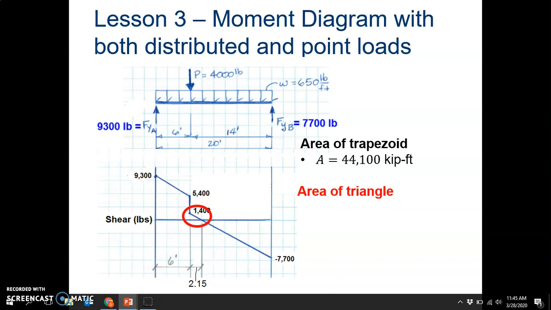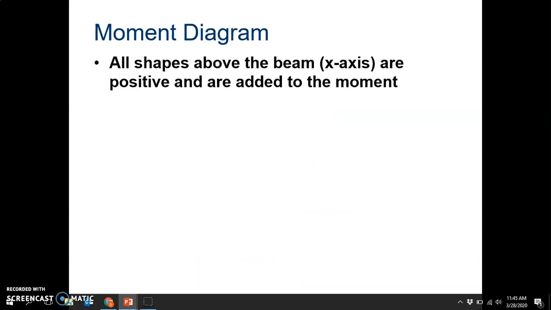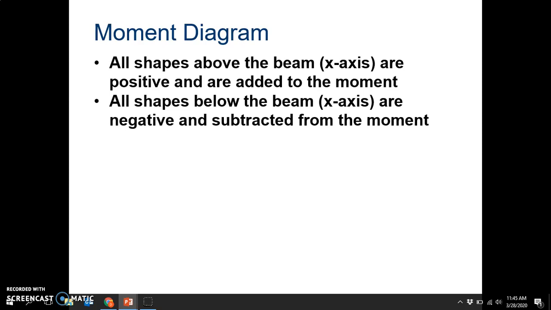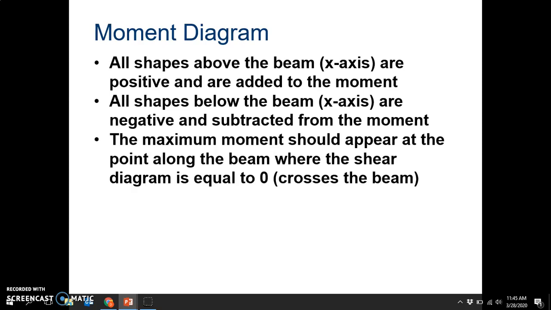Now I'm able to go back to this slide, and now I can get the area of the triangle. 1/2 base times height equals 1,505 kip feet. Okay, cool. So remember, all shapes above the beam are positive and are added. Everything below is subtracted. And the maximum should then appear at the point along the beam where the shear diagram is equal to 0. This is an important bullet right here. The maximum moment will occur where the shear is 0.